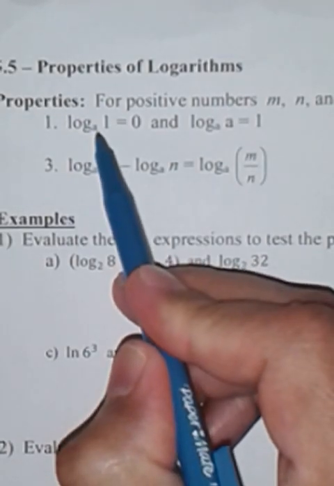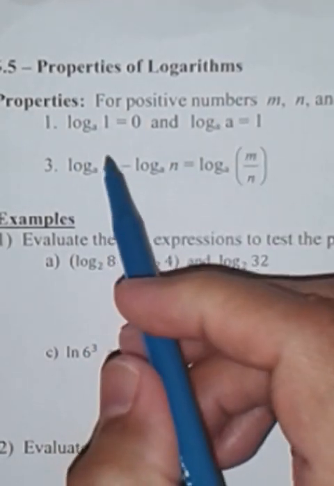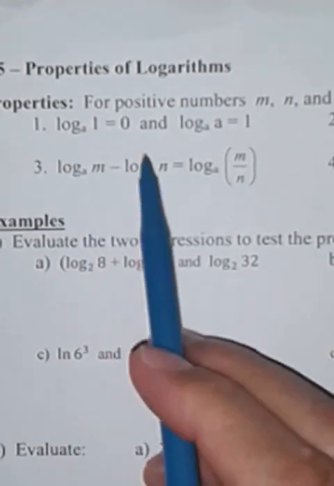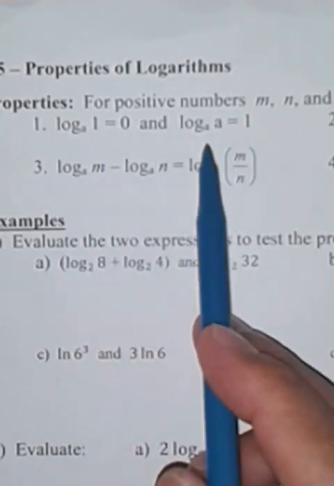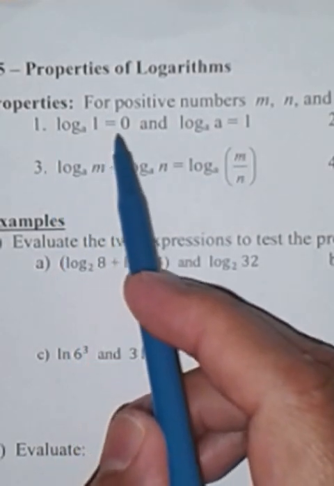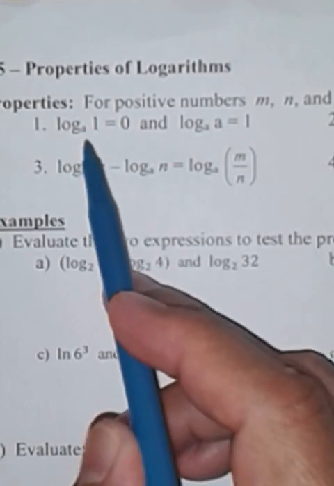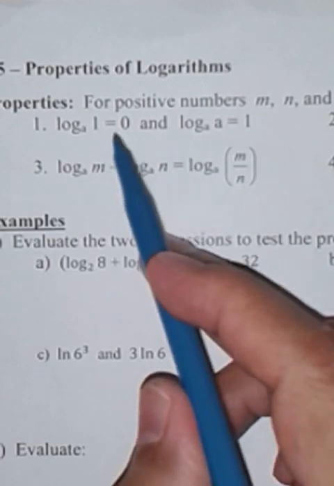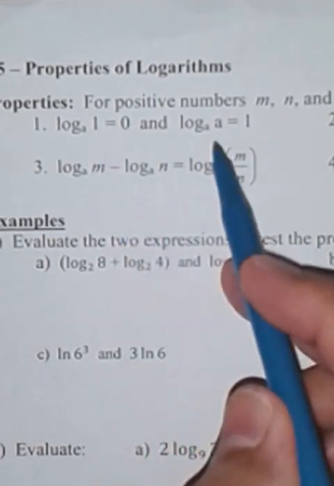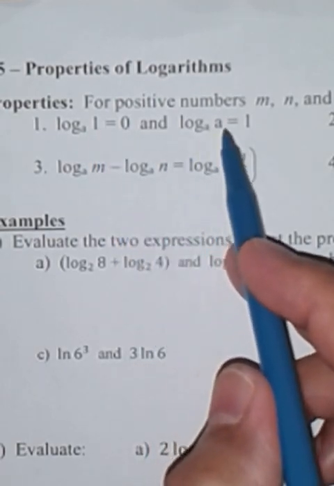Your a can't be 1. You guys remember that it has to be positive, and it can't be 1. All right, so the first property is self-explanatory. Log base a of 1 equals 0. Why? Because a to the 0 equals 1, right? And notice a can be any base, right? Because any number positive to the 0 is 1. All right. Log base a of a equals 1.